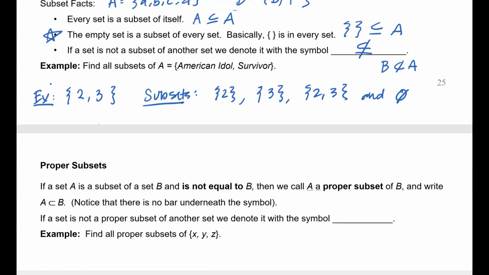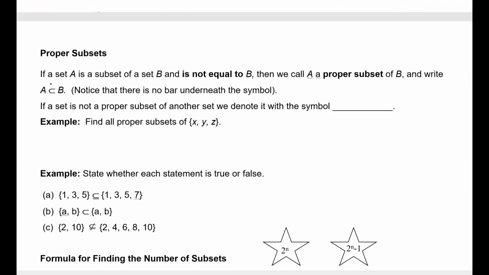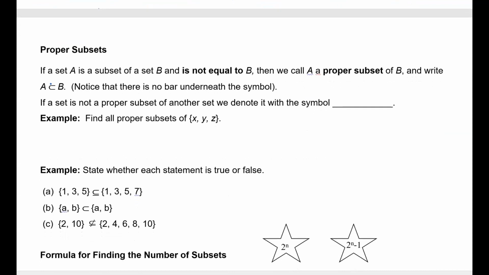So now that we've got that down, let's talk about what a proper subset is. It's really similar to subsets, but with one main difference. If A is a subset of B and is not equal to B, so there's one exception there, then we call A a proper subset of B, and we write it with very similar notation with that sideways U, but there's no bar underneath it. If a set is not a proper subset, then we use that symbol and put a line through it. So let me do an example.